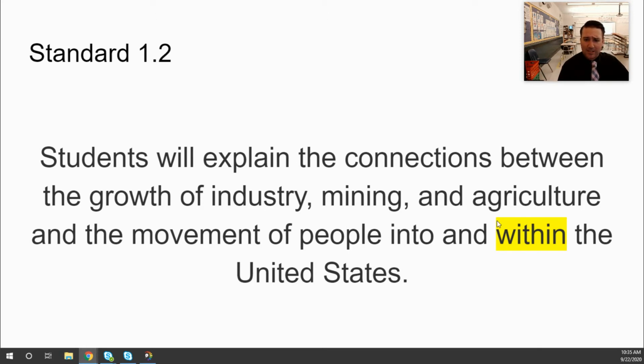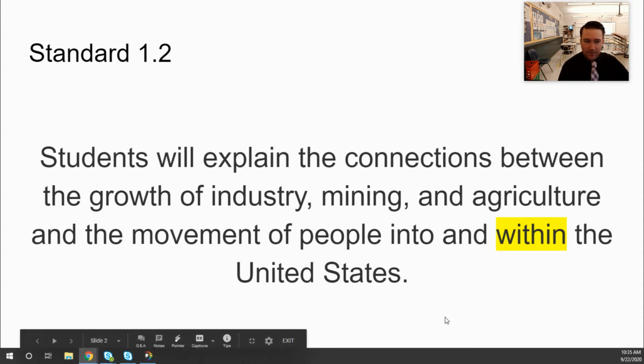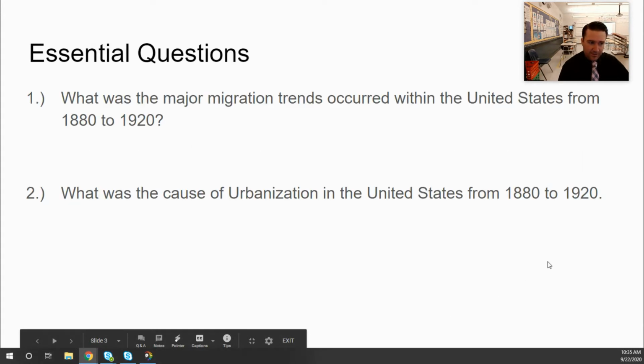So today we're going to talk about the idea of within. Why, not just the immigrant groups are coming, but also people who are already here, and where are they moving to within the United States during this time period. So we'll look at some migration trends.